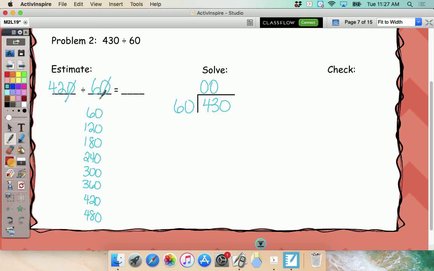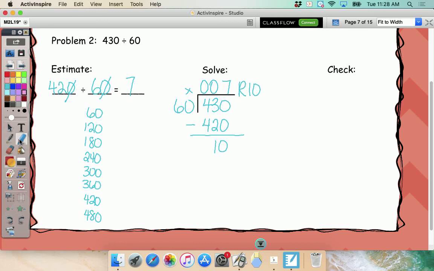So 42 divided by 6 is 7. 1, 2, 3, 4, 5, 6, 7. Okay. So what number goes on top here? 7. And then 7 times 60. No, it's not 42. 420. After I multiply, what do I do? Subtract. After I subtract, what do I do? Check. Is 10 less than 60? Is my remainder less than my divisor? Okay. So, capital R, 10.